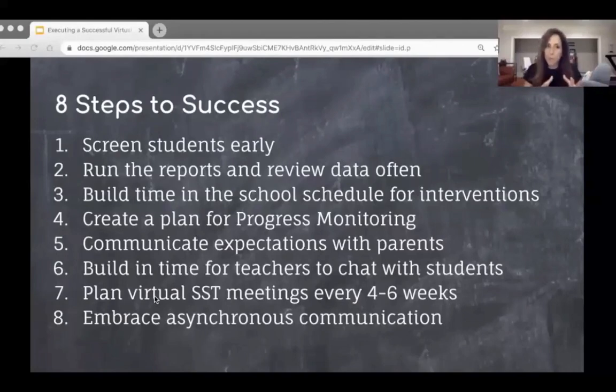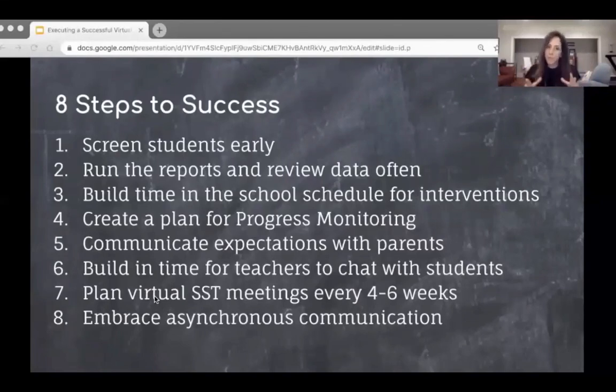Regular communication between students receiving interventions and teachers or other school personnel should be built into the weekly school schedule. This also includes discussions about PBIS checklists and student goal setting. Number 7, plan for those SST meetings every 4 to 6 weeks. And remembering Judy's recommendation, make these virtual meetings all the time.